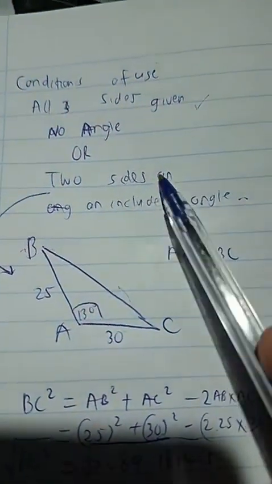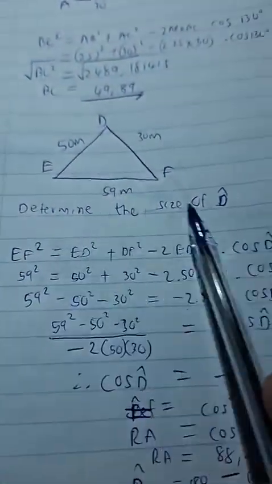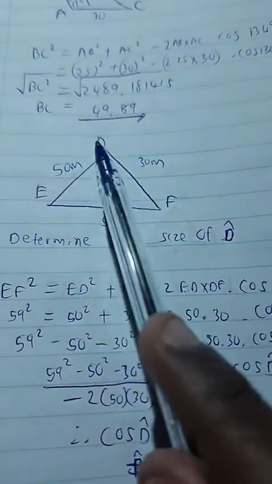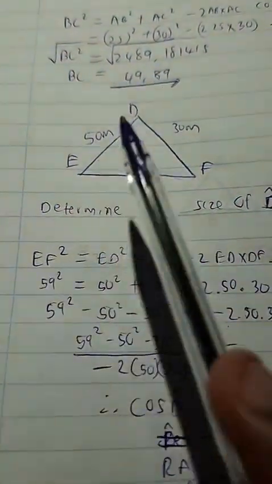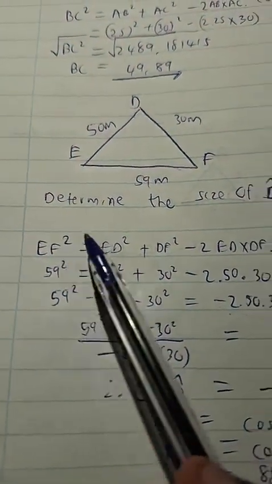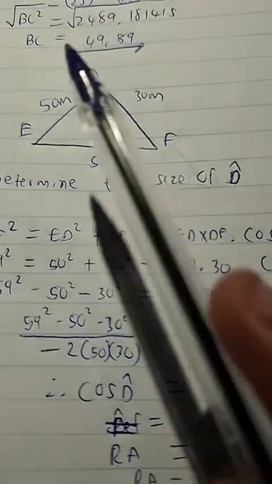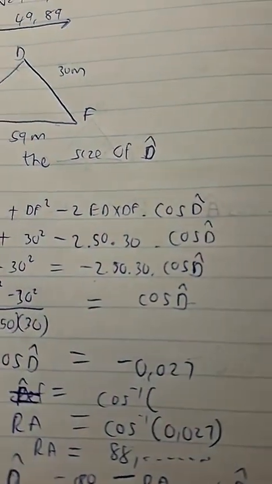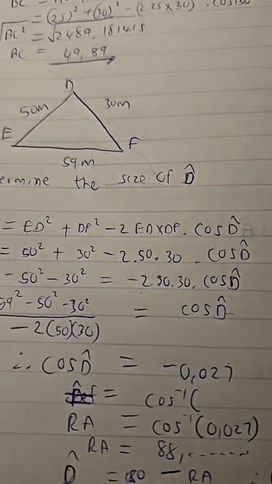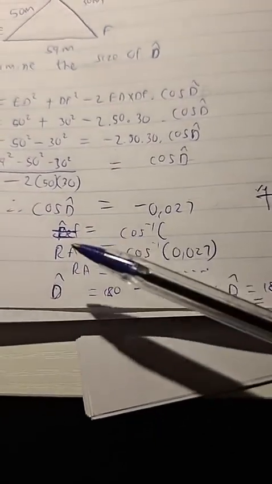Then there's a situation when there are 3 sides given, no angle at all. I'm asked to determine one of the angles. Then of course I'm going to identify the side that is opposite that angle, make it the subject, square it, square the other sides, subtract 2 times the other 2 sides, cos of that angle that I am looking for, that's included. And then, guys, algebraic manipulation.